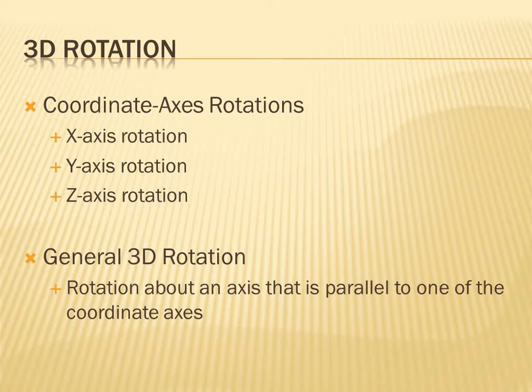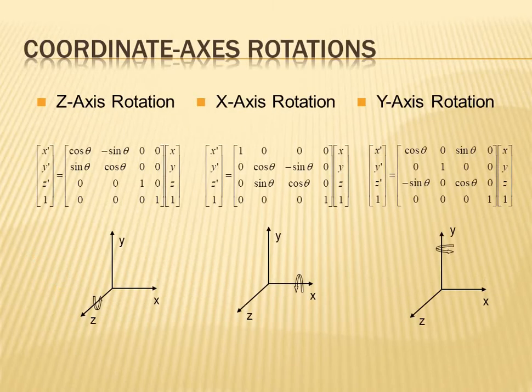Now there are three coordinate axes, x-axis, y-axis and z-axis, which are principal axes and about which we can perform the rotations, and for which the standard matrix is already defined. And we can also perform the general 3D rotation, that is the rotation about an axis that is parallel to one of the coordinate axes. This general 3D rotation can be performed with the help of composite transformation.